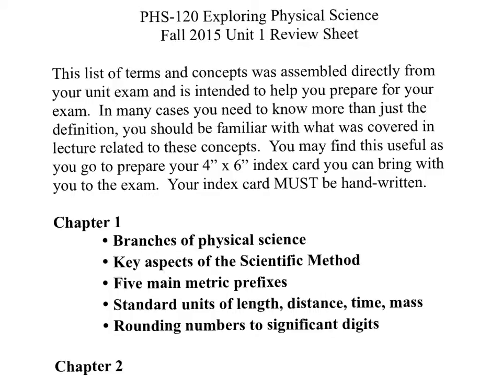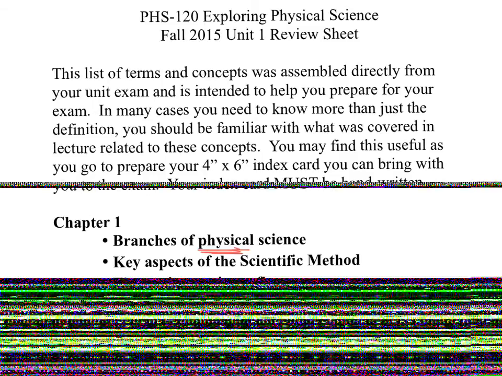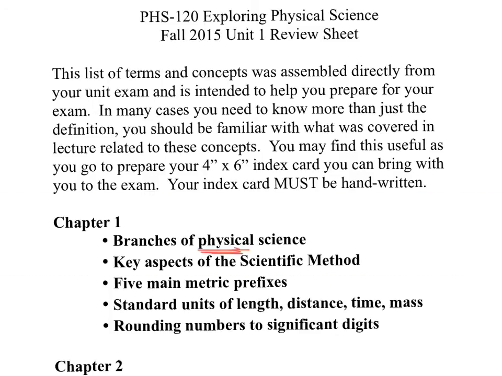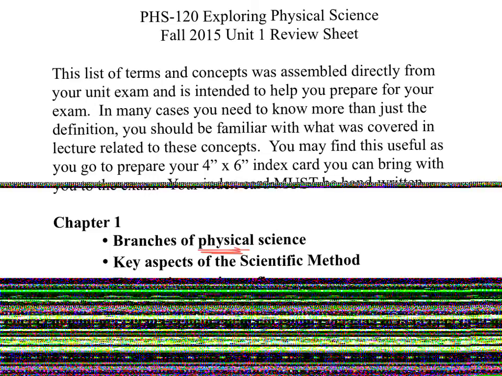So for chapter one, one of the things we talked about was branches of physical science. I'm going to emphasize physical science. I give you a big hint: biology is not a physical science. It's a wonderful science, but it is not considered a physical science. Physical sciences, remember, were the topics we're covering. Physical science is physics and chemistry and astronomy and meteorology.